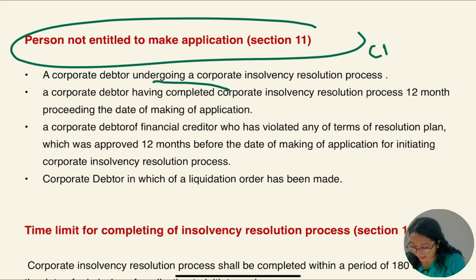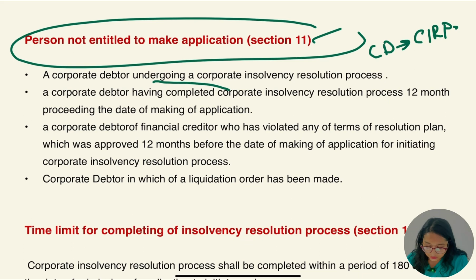A corporate debtor who is undergoing corporate insolvency resolution process is not entitled to make the application to AA under section 11. Hope this is clear now. Let's go for the second point.